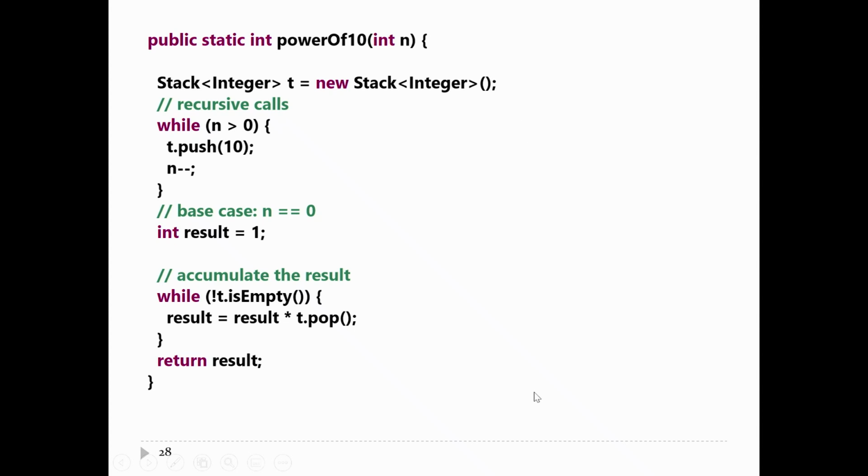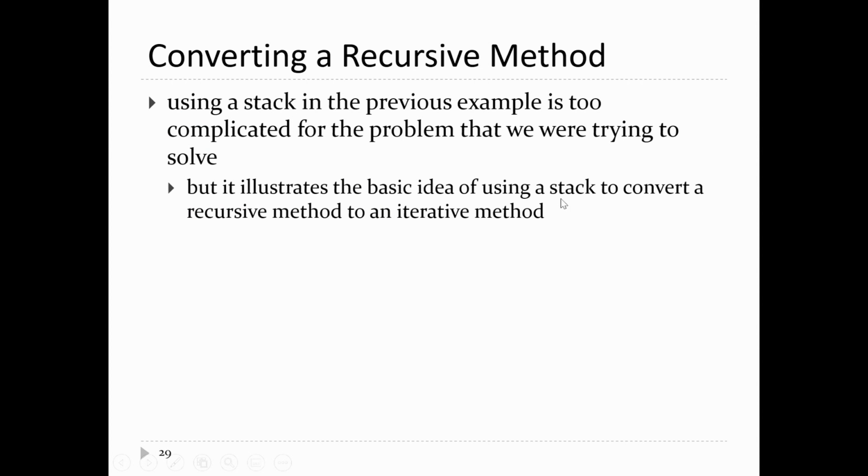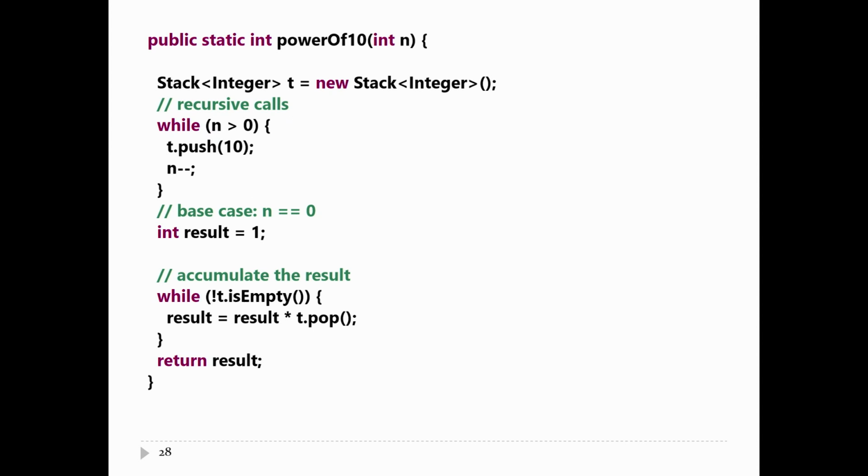So there's an example of simulating a recursive method using a stack on your own. Now, in this example, this is way too complicated. You would never write power of 10 this way on your own. If you had to implement power of 10 on your own, you'd just use a loop and multiply 10 n times. But that's actually simulating what happens in the recursive method.